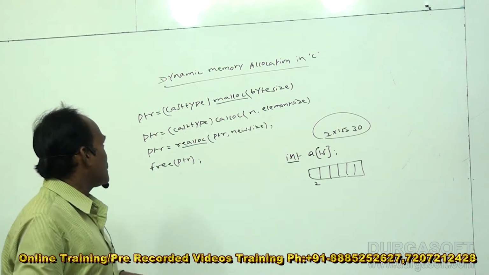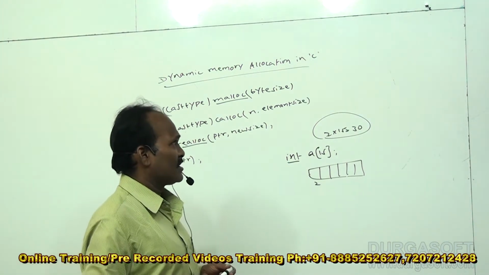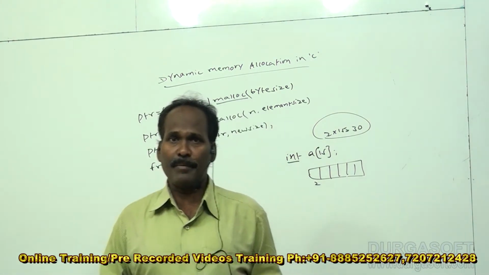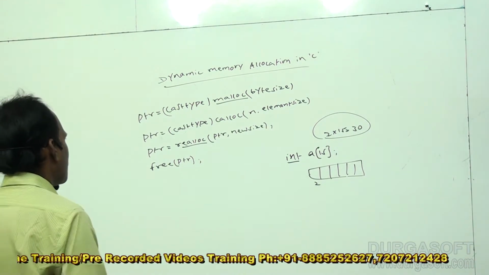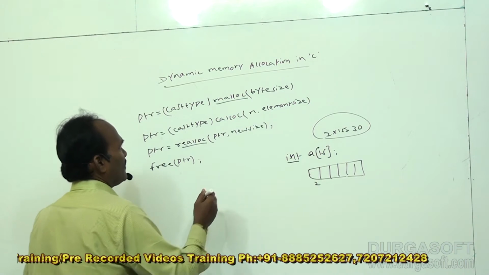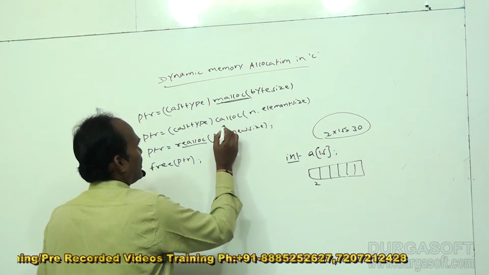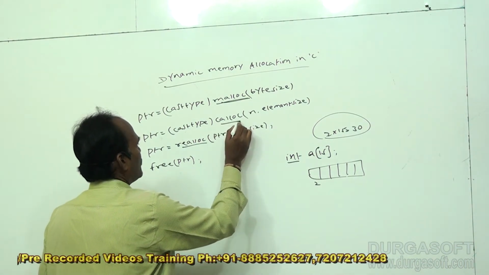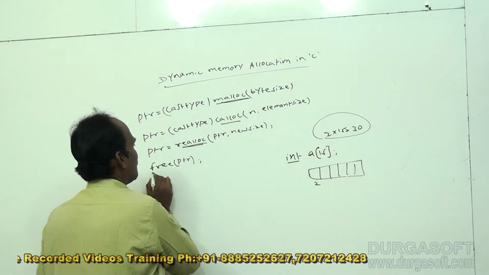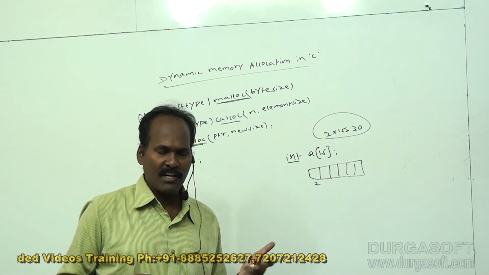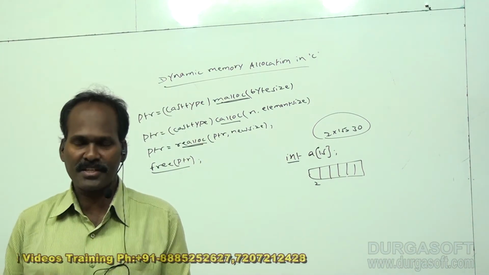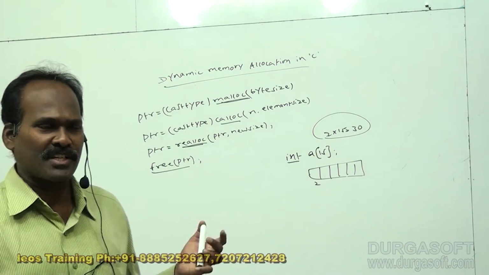So how do we achieve dynamic memory allocation in C language? To achieve it, we have 4 functions: the malloc function, the calloc function, the realloc function and the free function. What are the syntaxes and usages of these 4 functions? I will discuss that next.